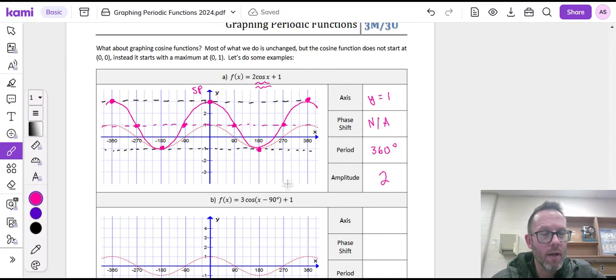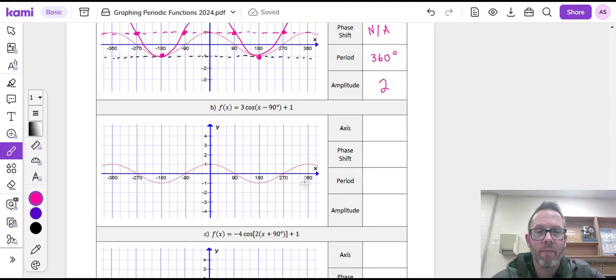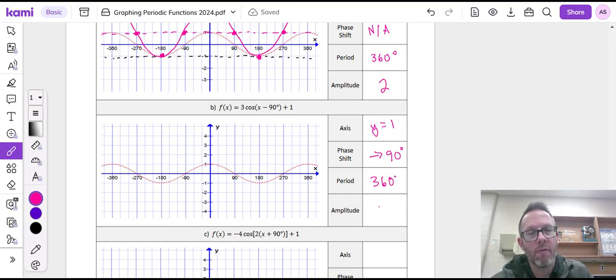All right, so let's draft another one. Again, what you'll need to practice is to figure out where to start your cosine function. Maybe you can pause the video and try setting this one up yourself, but let's walk through our algorithm. Axis: y equals 1. Phase shift here is right 90 degrees. Period: nothing is multiplying the x, so 360 degrees. And my amplitude is 3. Let's draw on the axis at y equals 1.